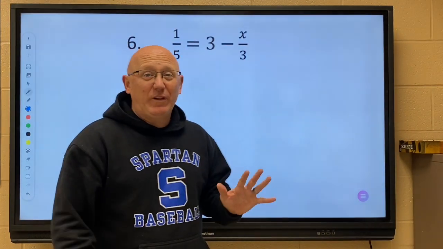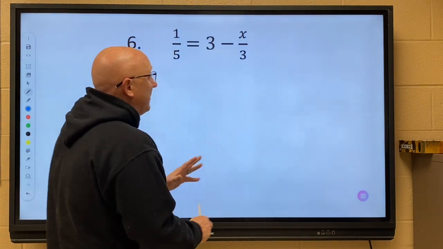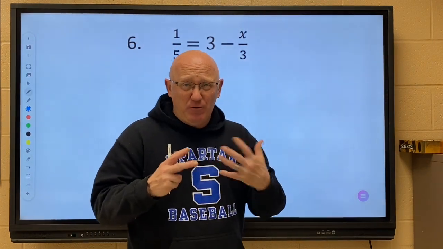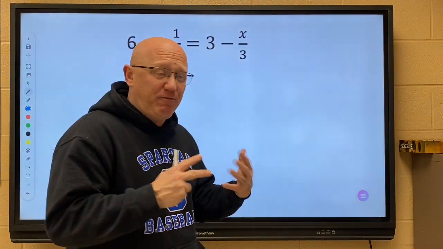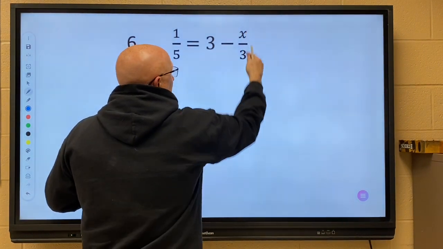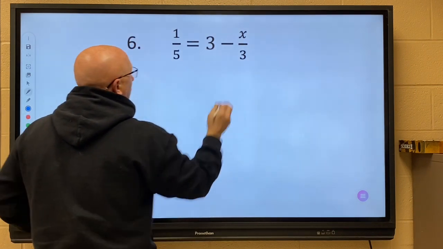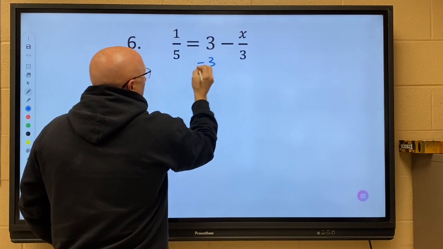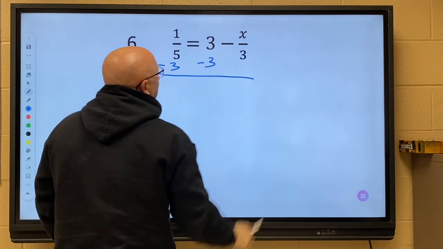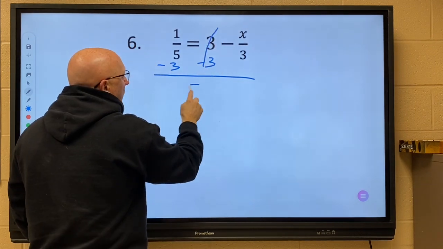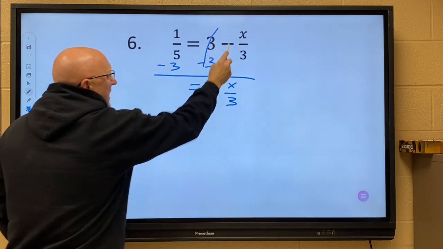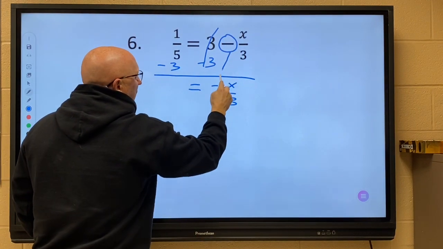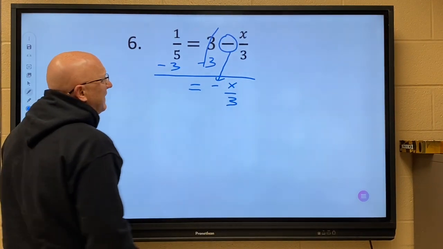All right, here we go, last problem. And this gives us an opportunity to look at and review fractions. Initially, we're going to start like we have done before, where we're going to isolate the variable, and we're going to start by subtracting 3 on both sides. And we do notice that that comes to 0, and we're left with a negative x over 3. This subtraction sign turns into that negative, so don't forget that.